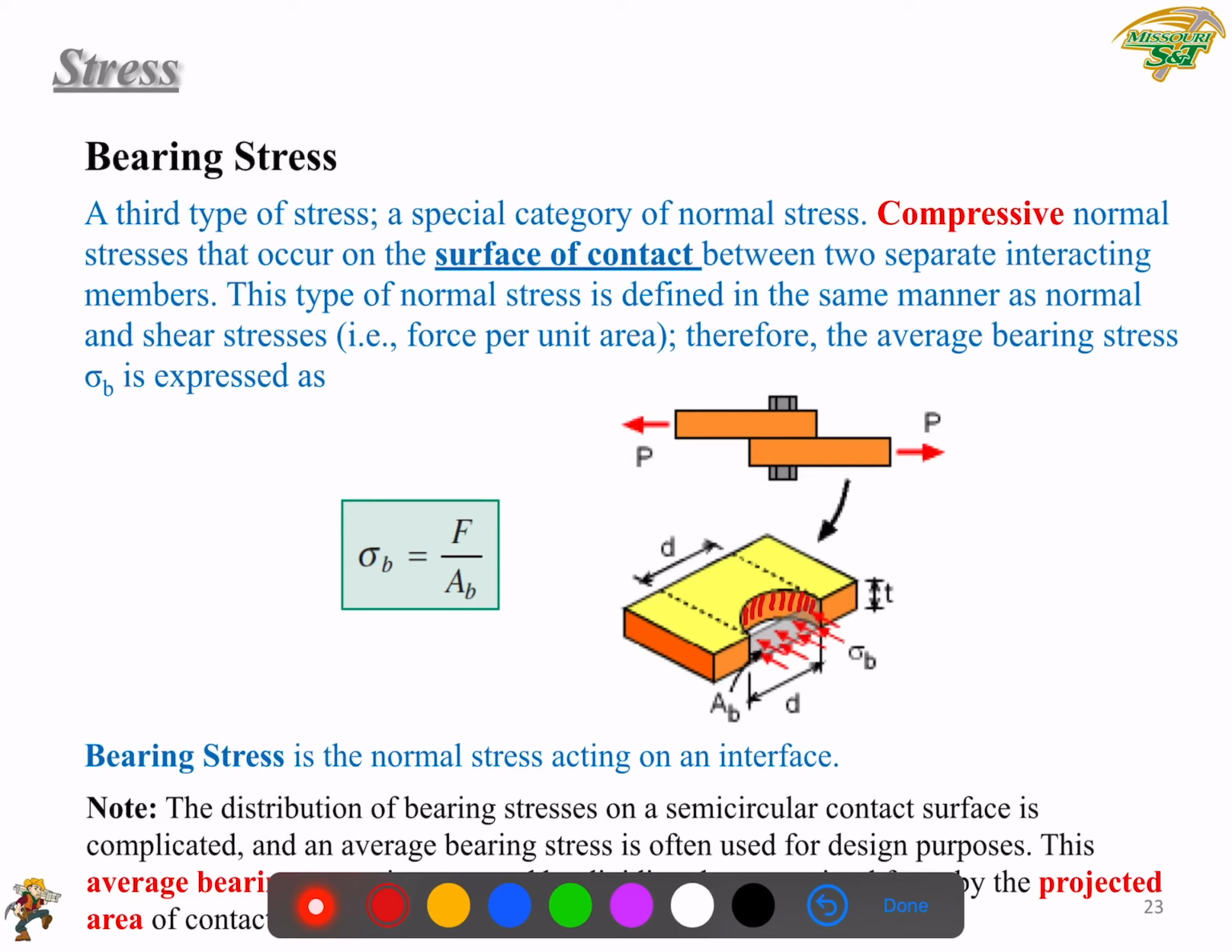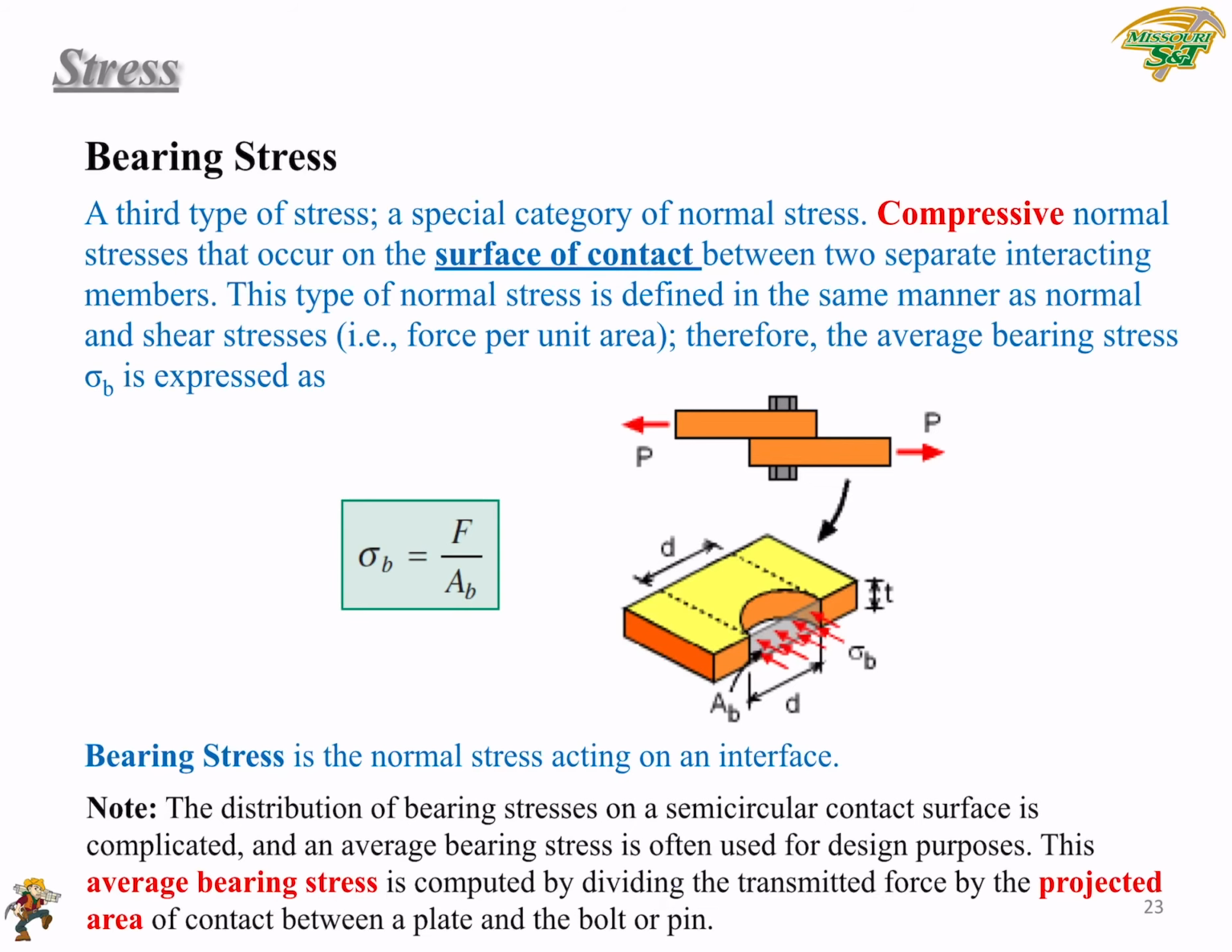So if you use the P over the actual surface area of this semi-cylinder surface, you will not get normal stress. So to simplify this, we only consider, as shown here, the projected area of the contact between the plate and the hole or a pin. So what is the projected area in the direction perpendicular to the loading direction, perpendicular to the P? The projected area is shown here.